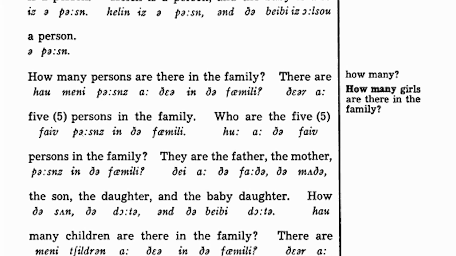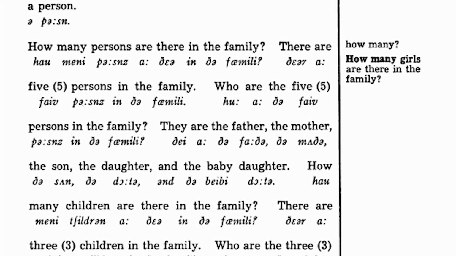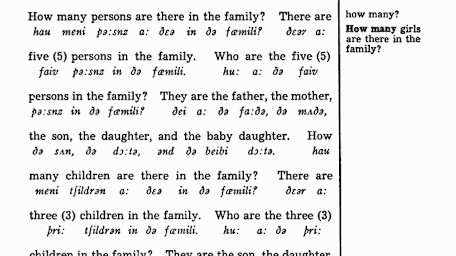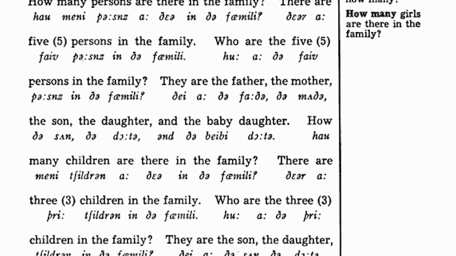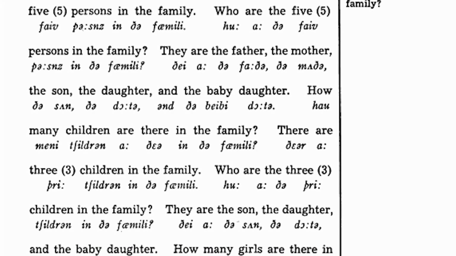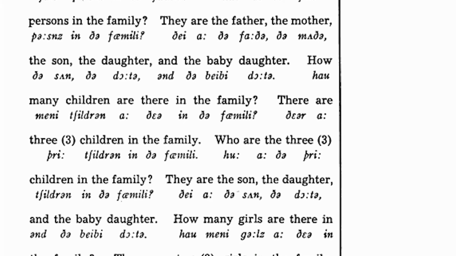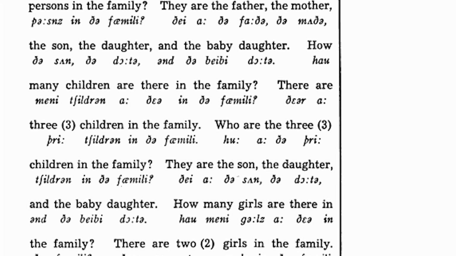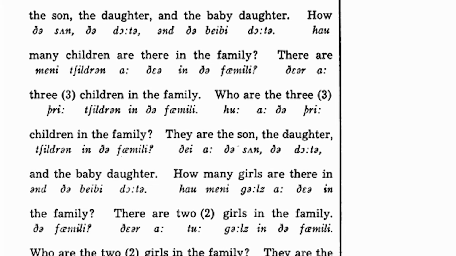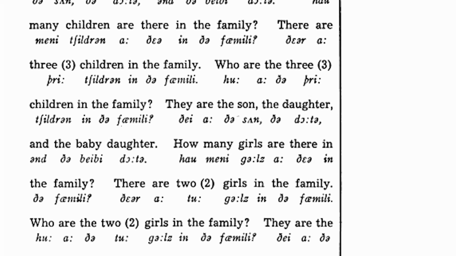How many persons are there in the family? There are 5 persons in the family. Who are the 5 persons in the family? They are the father, the mother, the son, the daughter, and the baby daughter. How many children are there in the family? There are 3 children in the family. Who are the 3 children in the family? They are the son, the daughter, and the baby daughter.